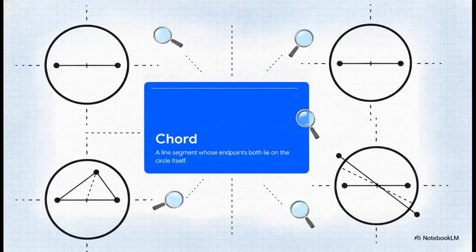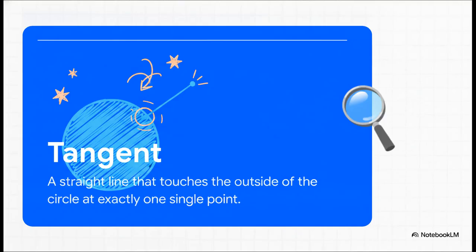Let's zoom in on that chord for just a second. By definition, a chord is a line segment where both endpoints lie right on the circle itself. It is contained entirely within the boundary of the circle. And this is actually incredibly important, because chords act as the foundational building blocks for creating other shapes, like triangles, right inside the circle. Now, what's really interesting is how the tangent line behaves. It touches the outside of the circle at exactly one single point. It literally just grazes the edge without ever crossing into the interior. Understanding this unique little grazing point is going to set us up perfectly for our very first big theorem.